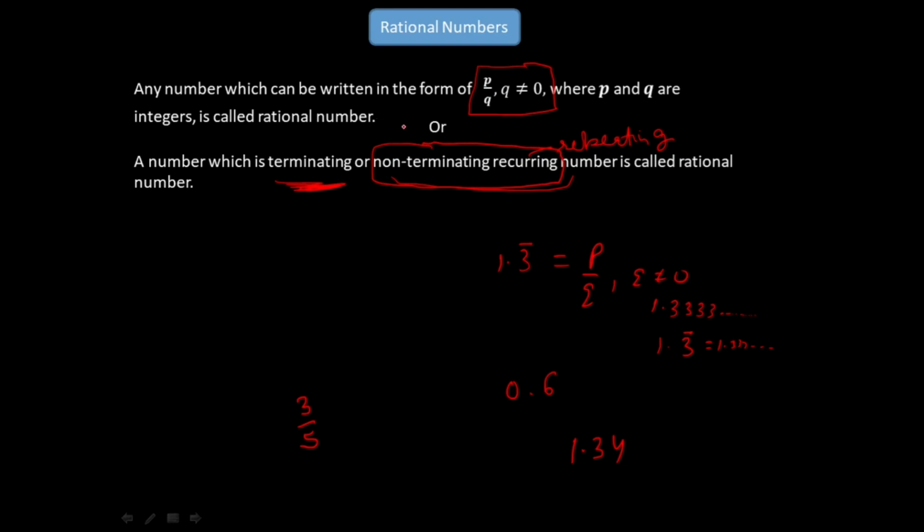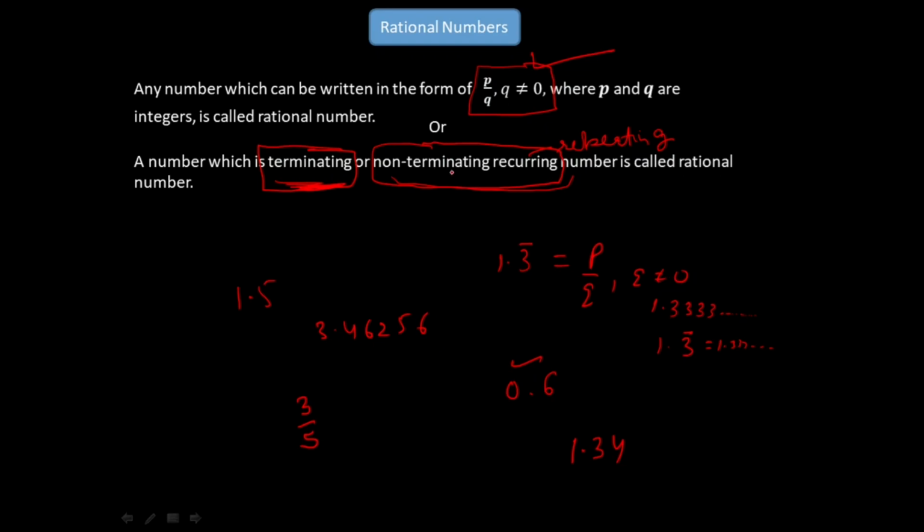So I'll say in short, there are three definitions of a rational number. First one, any number which can be written in the form of P over Q where Q is not equal to 0. Second definition is any number which is terminating. For example, 0.6, 1.5, 3.46256. That's it. This is also a terminating number. After 6, there is nothing repeating.